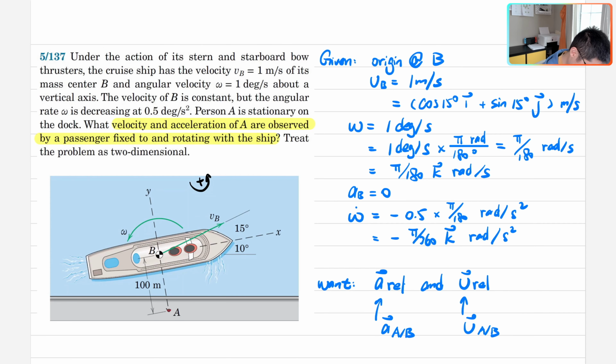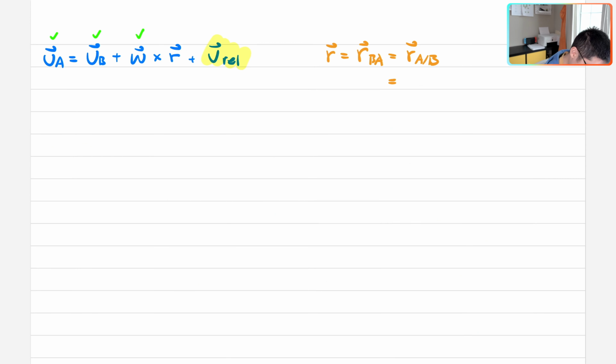Looking at the previous one here, what do we have? From here to here, this is 100 meter in the y negative direction. So our R vector is negative 100j meter, if you want to include unit. So that means this is given as well. The only thing missing is V relative, which is exactly what we want. We're subbing the number here.